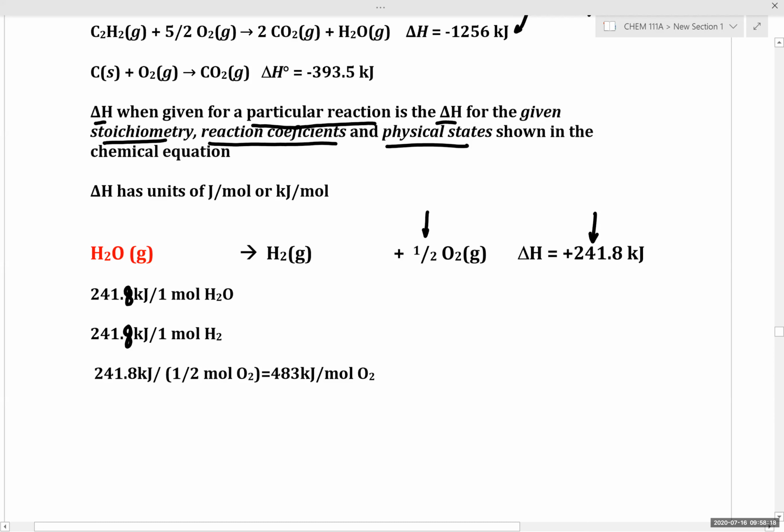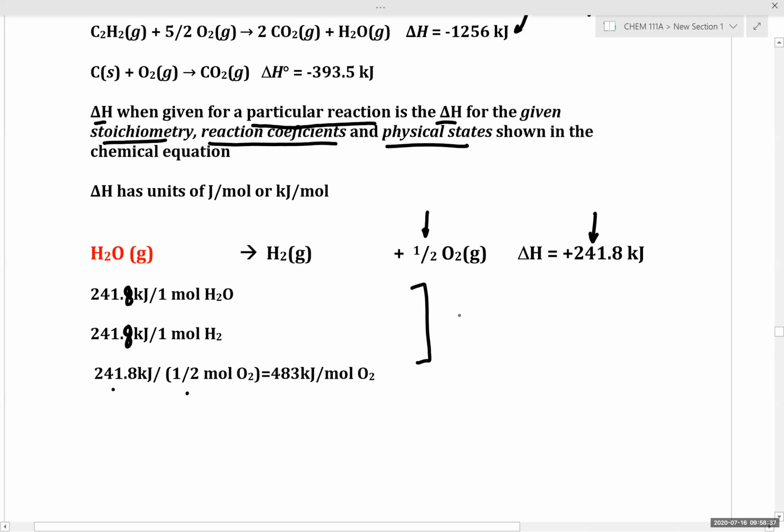Now, if we look at the coefficient in front of oxygen, it has a coefficient of 1/2. So if we want to calculate the enthalpy per every 1 mole of oxygen consumed, we divide our enthalpy by the coefficient of 1/2, and that gives us 483 kilojoules per mole of oxygen.